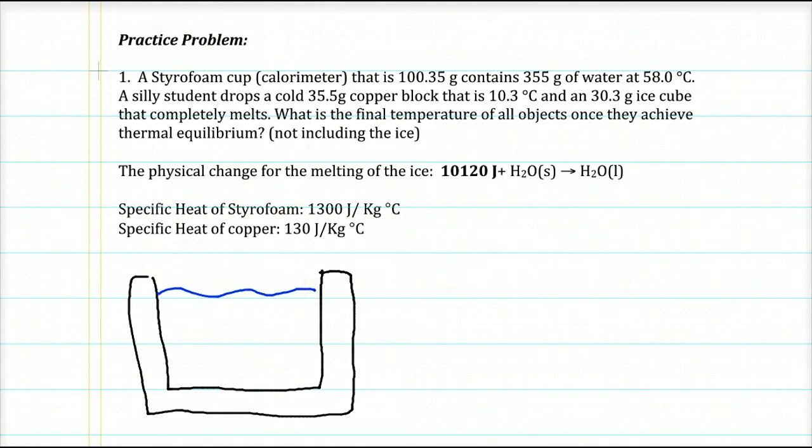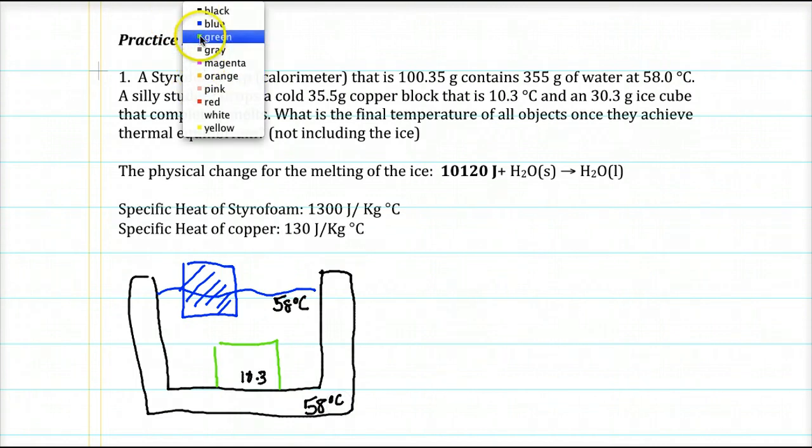And then we're going to add an ice cube. Let's have the ice cube here. All right, it's floating, less dense than water. And then we're going to have our copper block. Let's make that green. Okay, and then we're going to have our temperatures. And we have 58.0 degrees Celsius for the water. The block is 10.3. And of course, the cup is 58 degrees Celsius as well.